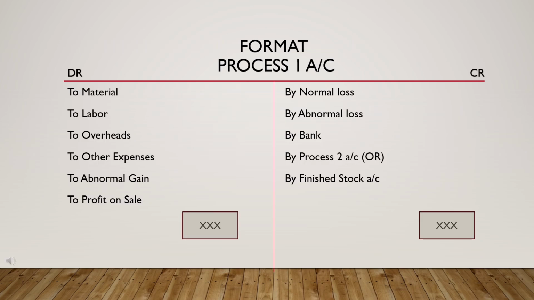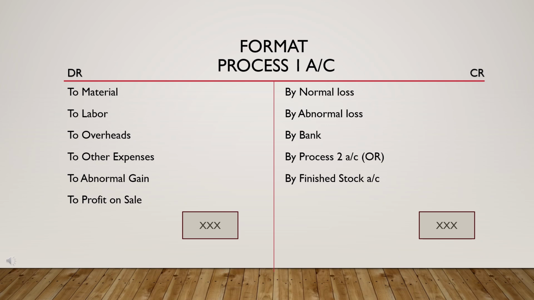Coming to the proforma or the format of process account, let's take process 1 account. So on the debit side, we have 'to material', which is nothing but the material that we put into process 1, and all other expenses such as labor, overheads, and other expenses. And then comes abnormal gain, which is calculated on the cost price. And then comes profit on sale.